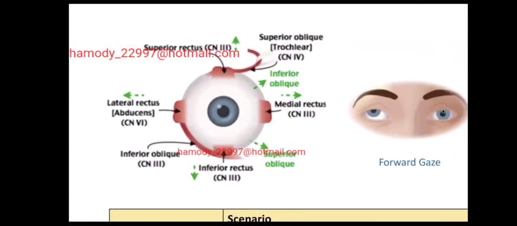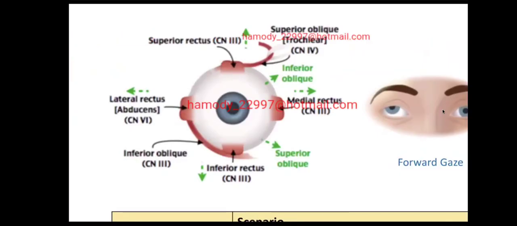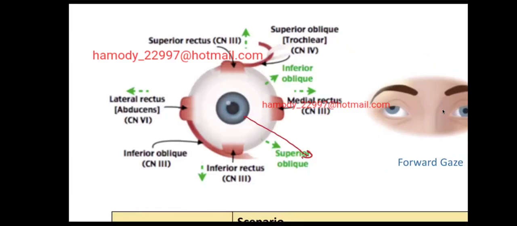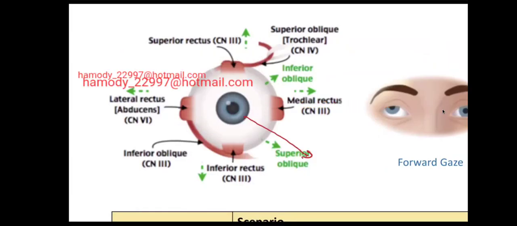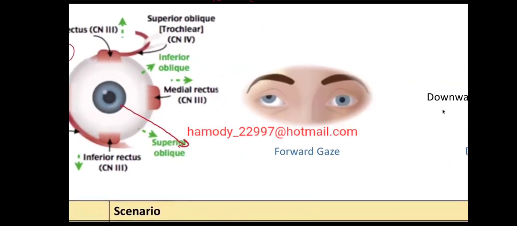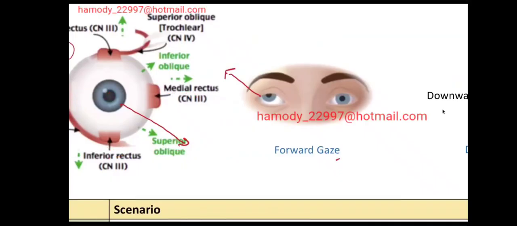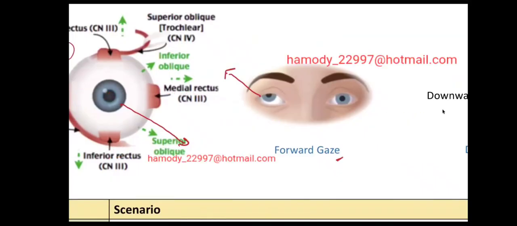Superior oblique, what is the functionality of the superior oblique? Superior oblique pulls the eyeball inwards and downwards. If the tone is lost, what will happen? It will go to the opposite direction whenever you ask them to look forward. It has gone outwards and upwards when you ask them to look forwards.